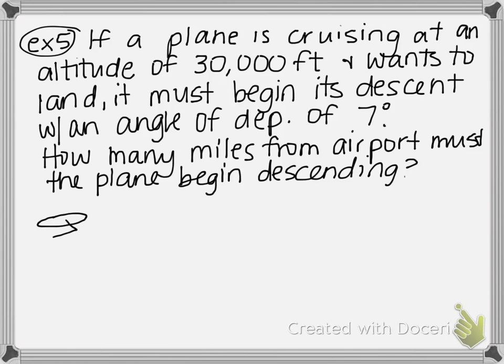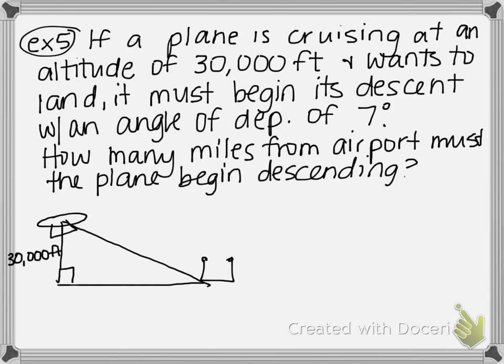Alright, so we have our little UFO plane here. And say this is our little airport here. I know it looks like a goalpost, you'll live. So our plane is 30,000 feet in the air. And we know that from the plane, the angle of depression is going to be 7 degrees, because if you look at the plane's line of sight, from that line of sight, it's going to be 7 degrees. So we know that this angle is going to be 90 minus 7, which is 83 degrees.